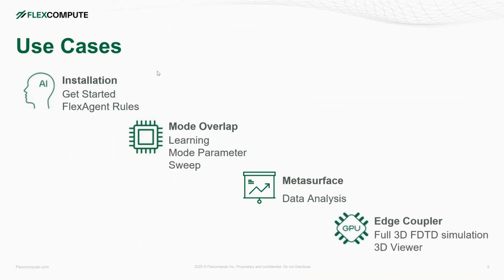So now we have the optimal taper tip width, so we can ask the system to create a full 3D FDTD simulation to obtain the coupling efficiency from a lensed fiber into an output silicon waveguide using an edge coupler. In this last case, I'm going to highlight some additional points related to FlexAgent usage and demonstrate the 3D viewer.